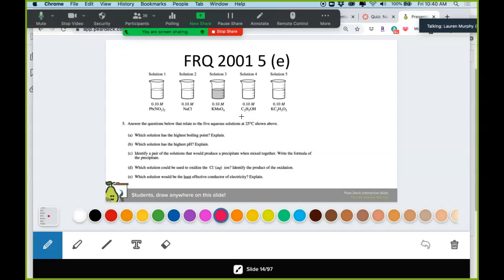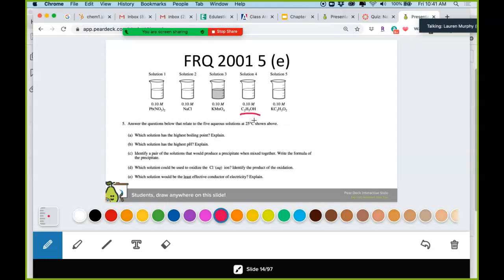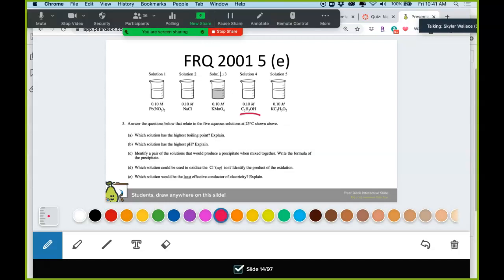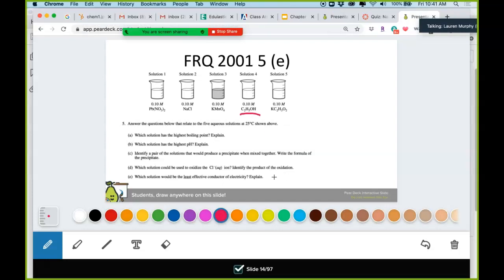Okay, how about I'll tell you, it's solution 4. Anybody want to share who picked solution 4, why you picked solution 4? It's an alcohol. Yep. And those alcohols are not considered electrolytes, so they can't conduct electricity. Beautiful. Alcohols are not electrolytes. They don't break apart into ions, therefore they cannot conduct electricity. It would actually be a non-electrolyte.